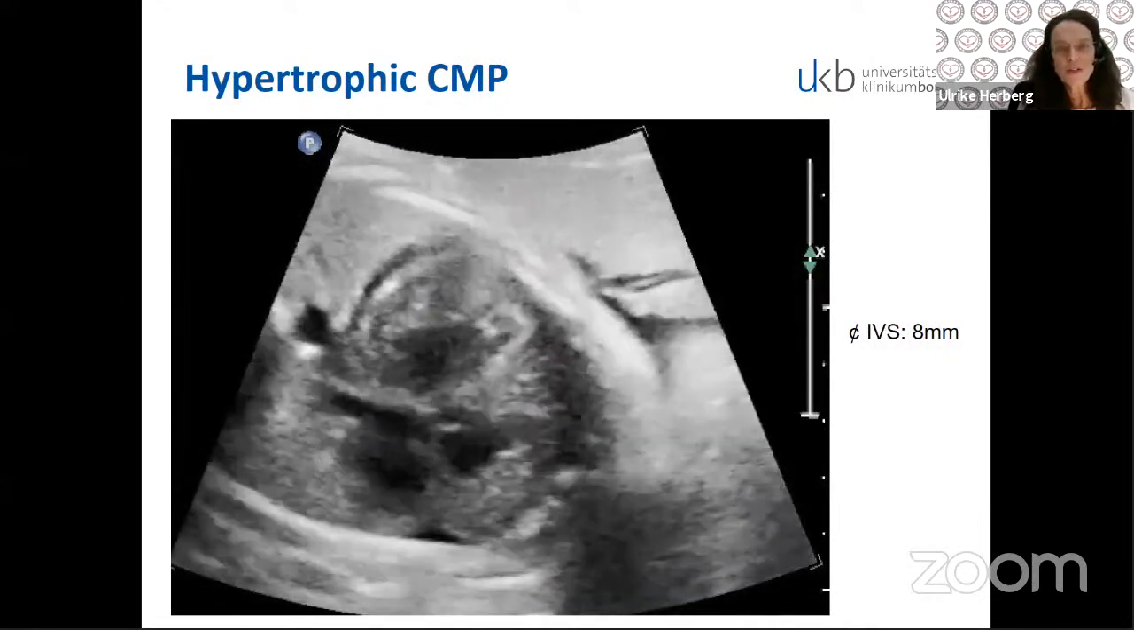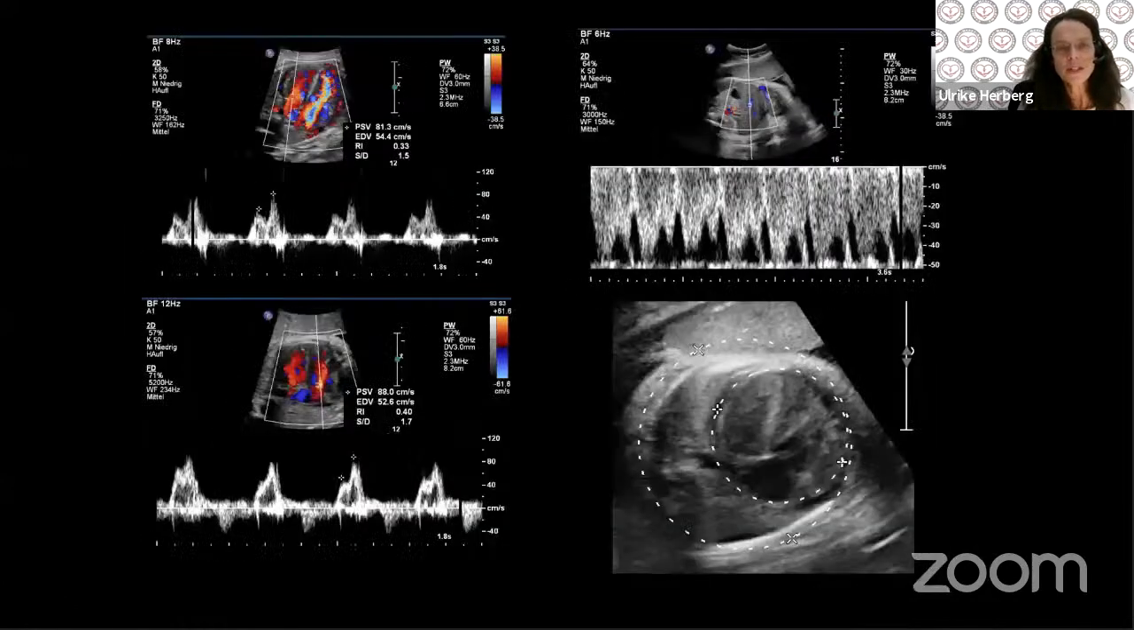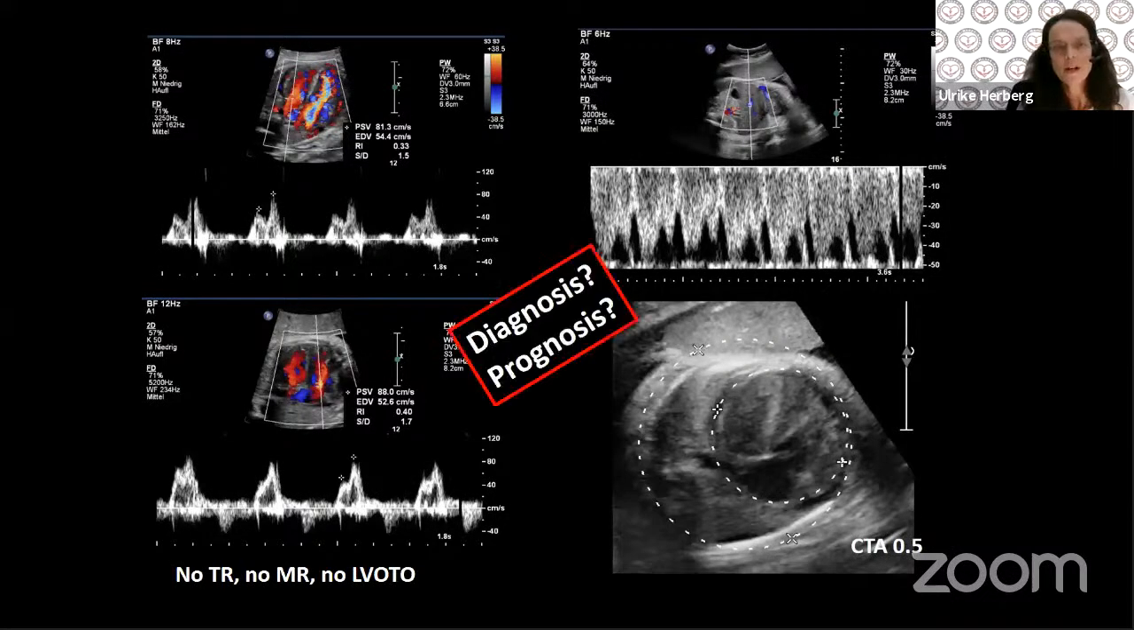There was no tricuspid regurgitation, no mitral regurgitation, no left ventricular outflow tract obstruction, normal inflow in both ventricles. The venous duct flow was not really pathologic, with maybe a minimal negative A wave, and the CTA was about 0.5. So what is the diagnosis? And what is the prognosis for this fetus in late pregnancy? Okay, it's a biventricular disease, but we don't have really very severe diastolic dysfunction.